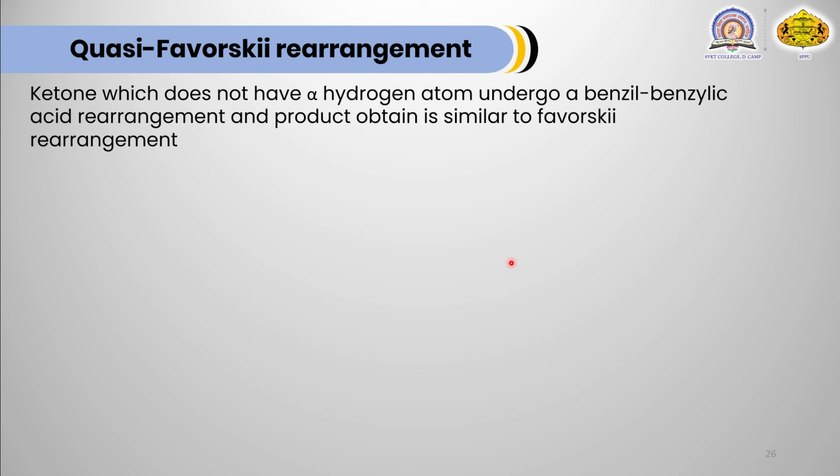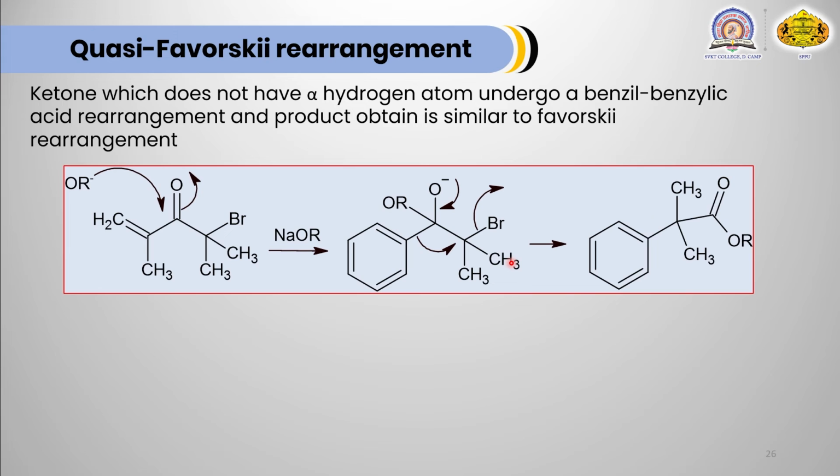Now, quasi-Favorskii rearrangement. A ketone which does not have an alpha hydrogen atom undergoes a benzilic type of rearrangement and produces a product which is similar to Favorskii rearrangement, and that reaction is called quasi-Favorskii rearrangement. Let's see this example. In this case, there is no alpha proton. This is your functional group. This is the alpha carbon. At this alpha carbon there is no proton. This is another alpha carbon. At this carbon also there is no proton. That's why no alpha hydrogen atom is present in this substrate molecule.